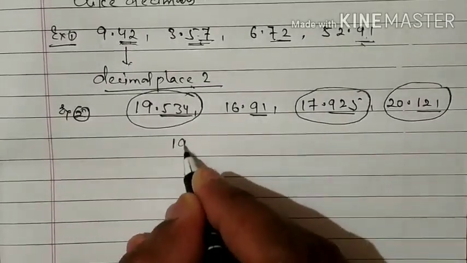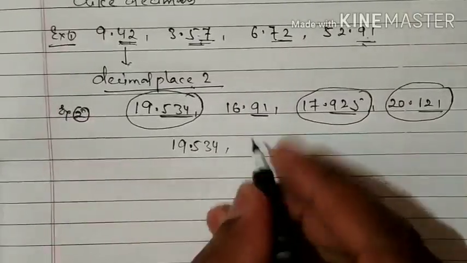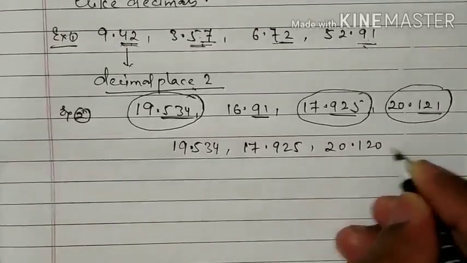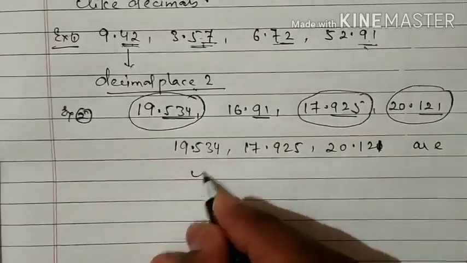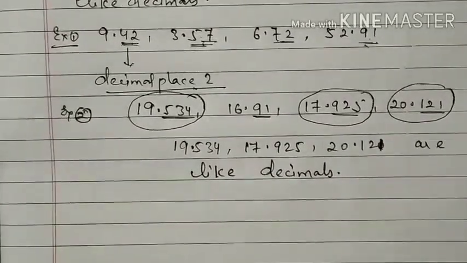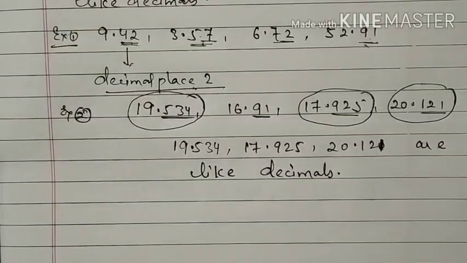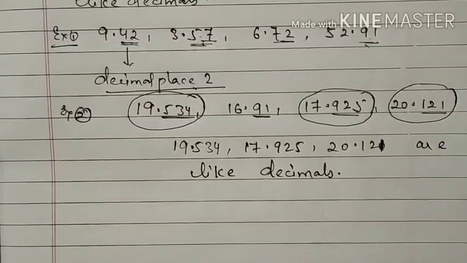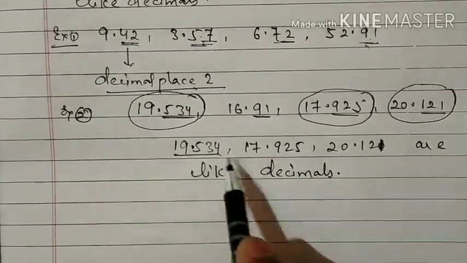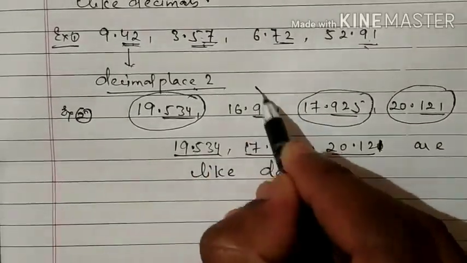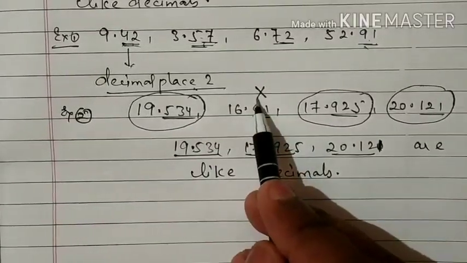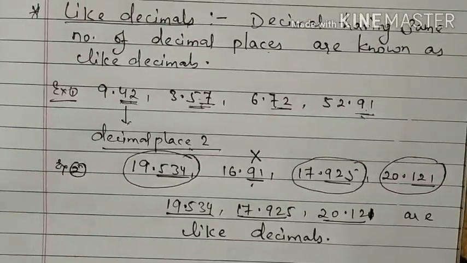So we have 3 places of decimal here, here also, and here also. So these 3, 19.534, 17.925, 20.121, are like decimals. All the decimals in which the number of decimal places are the same are known as like decimals. So these 3 are an example of like decimals, and 16.91 will not be an example of like decimal. I hope it is clear to everyone.